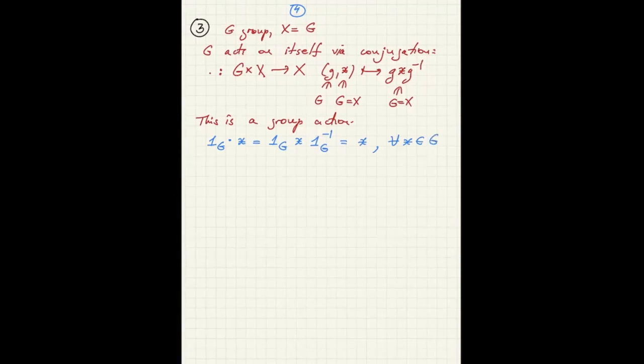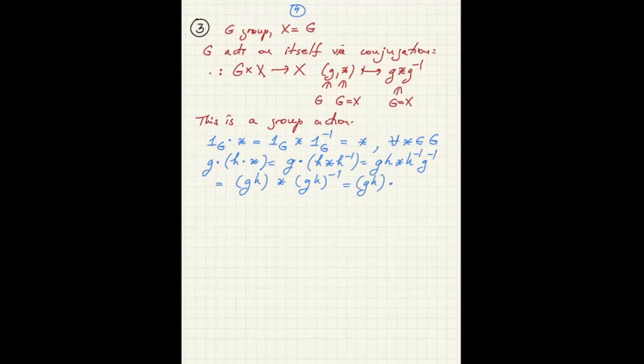And then the second one requires a little bit of care, but is not too hard. So let's say, what is g acting on h acting on x? Well, this is g acting on h x h minus 1, and this is the same as g times h times x times h minus 1 times g minus 1. And this part can be rewritten as gh times x times the inverse of gh. And this is the same thing as the product gh acting on x, for any g, h, x in G. Okay.